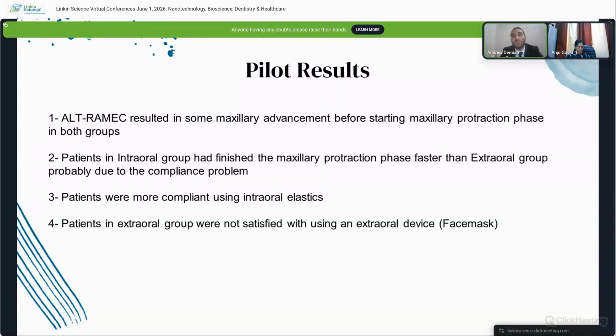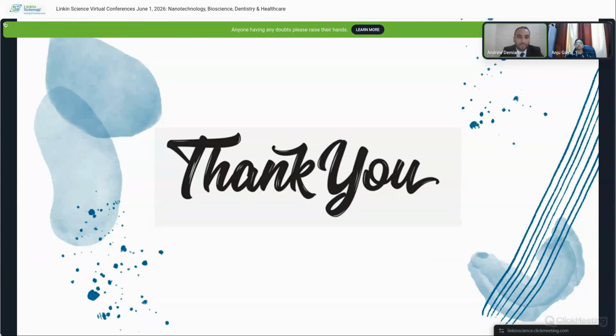And as I mentioned, this was particularly important to show how the intraoral technique helped the patients, particularly at this young age. The patients were more compliant wearing the intraoral elastics, and the patients in the extraoral group were not satisfied with the extraoral device, which was a face mask. This was based on the questionnaire that we did at the end of the treatment. Thank you. This would be the end of my presentation.